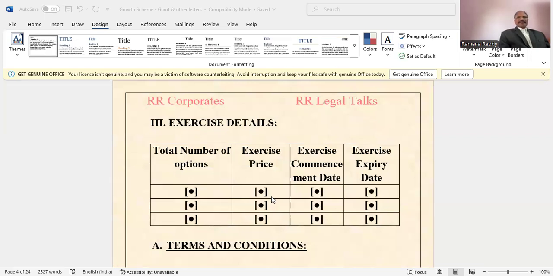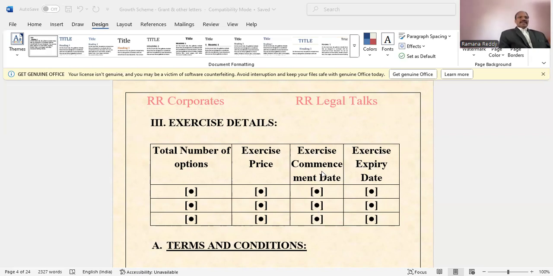And the exercise price: if we are going for IPO, you can keep it as the IPO price, or you can keep it as the face value. It completely depends on the company to take a decision. Exercise commencement date is the date when it is vested. We gave an example: 1st July 2026 for the first year, 1st July 2027 for the second year, 1st July 2028 for the third year, 1st July 2029 for the fourth year. Like that, you can write your choice.